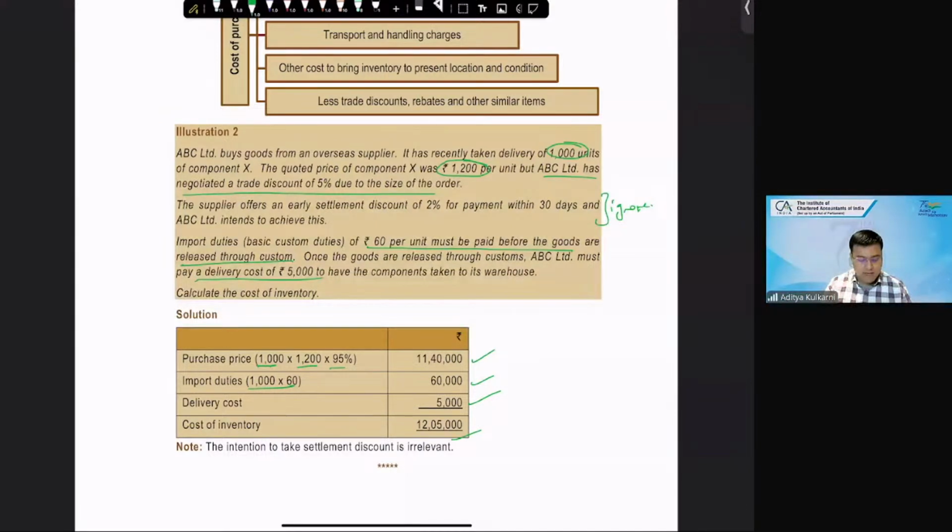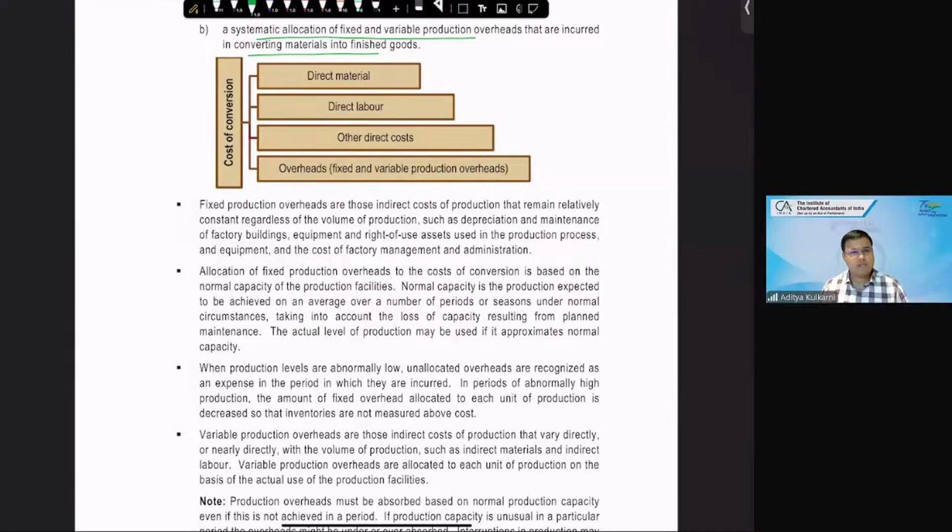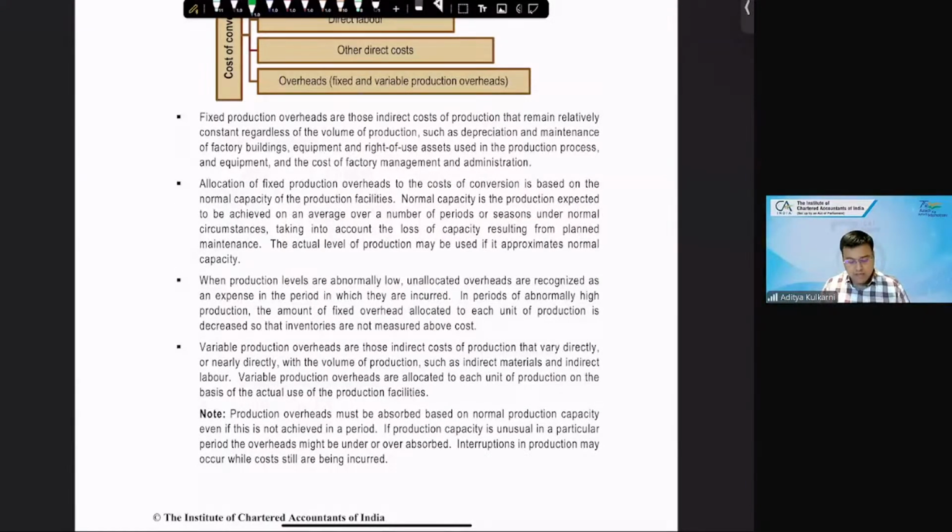Okay. Cost of conversion, we have seen direct material, direct labor, other direct costs, systematic allocation of fixed and variable production overheads that are incurred in converting materials. So this is your absorption costing. This whole point is related to absorption costing. It is exactly the same as what I have discussed. Can I proceed or do you want me to spend time on this? I can look at the question that is there in the study material highlighting absorption costing. So can we do that?